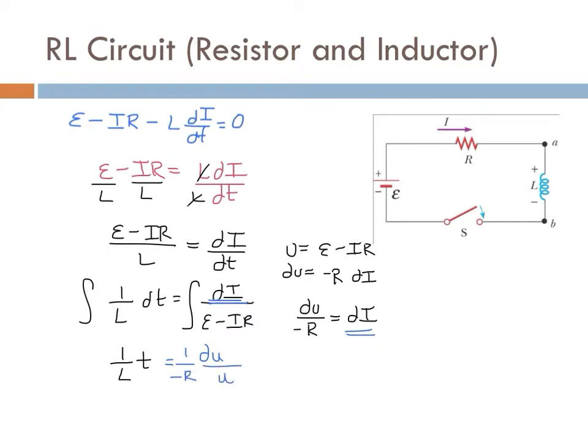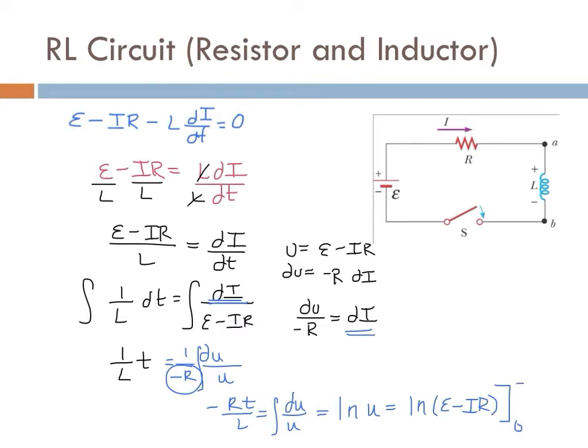And then I still have u down at the bottom. So I'm going to put negative R up to the other side. And I have du over u. And then I can take the integral, which just becomes the ln of u. We said u was sigma minus IR. And we're going to evaluate this integral from our current equal to 0 to our current equal to I.